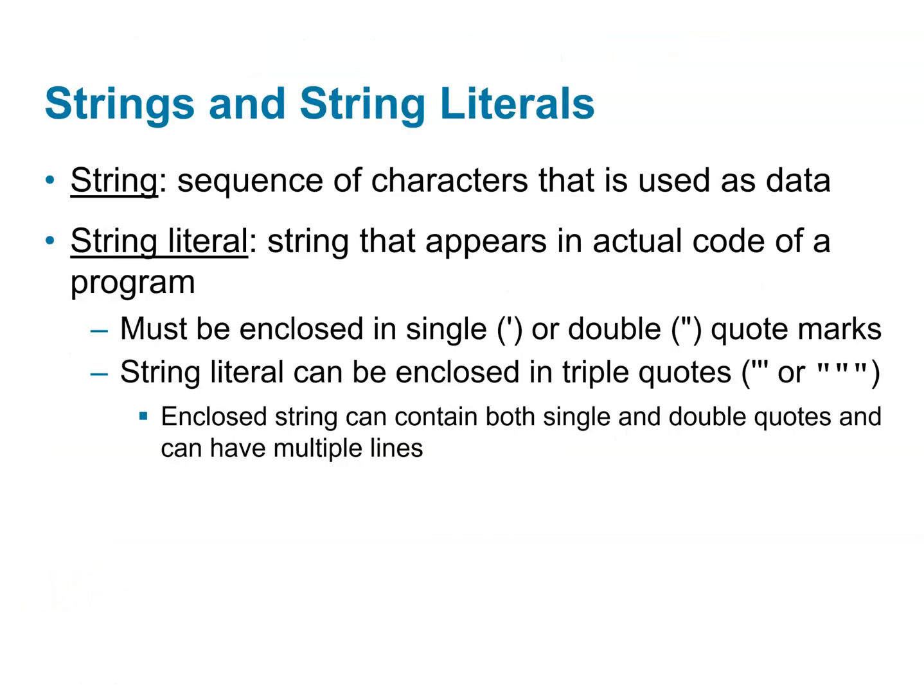So we're going to talk a little bit about strings and string literals. A string is a sequence of characters that's used as data, like A, B, C, D, E, or your name. A string literal is a string that appears in the actual code of a program. A string literal must be enclosed in single or double quotes. They can be enclosed in triple quotes, so you can use single or double quotes within them, and you can have multiple lines.